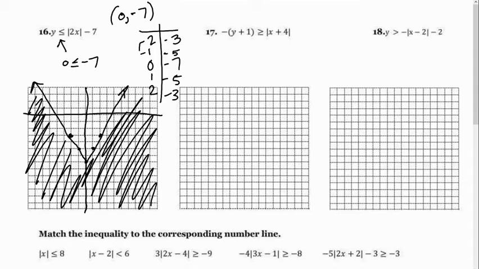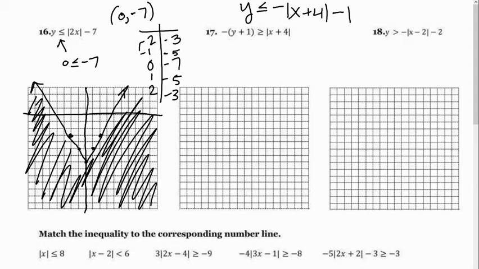17 is super tricky. First, I'm going to divide by negative 1. And what happens when I divide by negative 1? The sign switches. Subtract negative 1. I'm going to write it up here so I have more room. Y less than or equal to negative x plus 4 minus 1. Okay, so this is what I'm graphing.